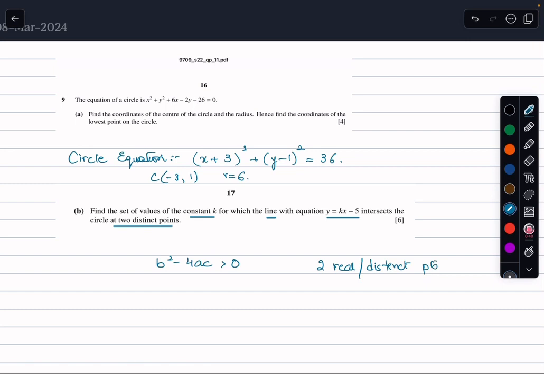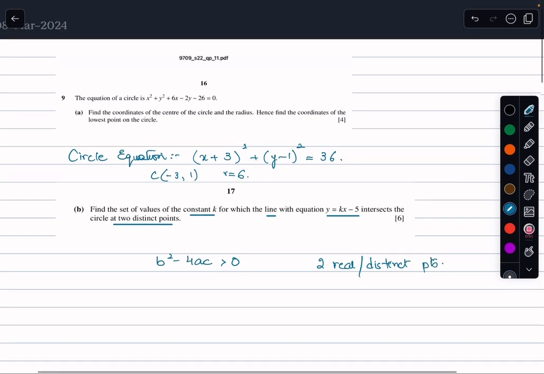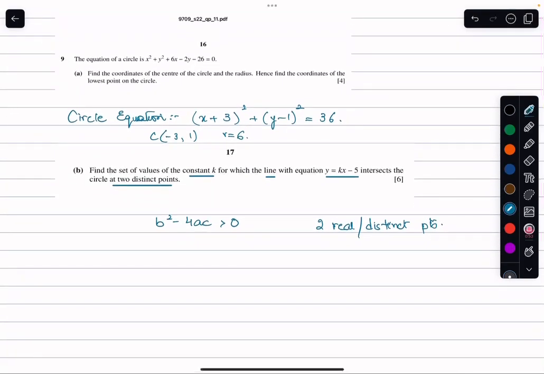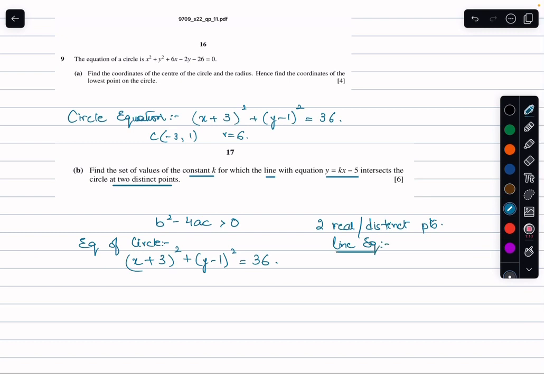So that means we have to solve the two equations simultaneously. From part 1, we got the circle equation, and the circle equation was (x + 3)² + (y − 1)² = 36. This was the equation of the circle. And we have the line equation, which is y = kx − 5.